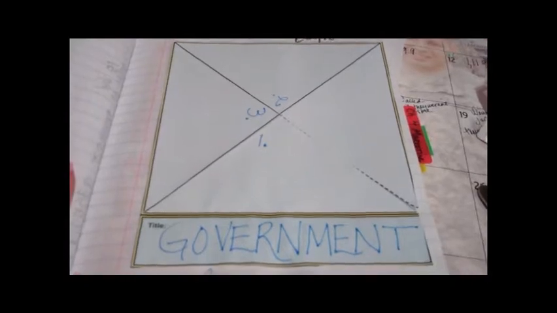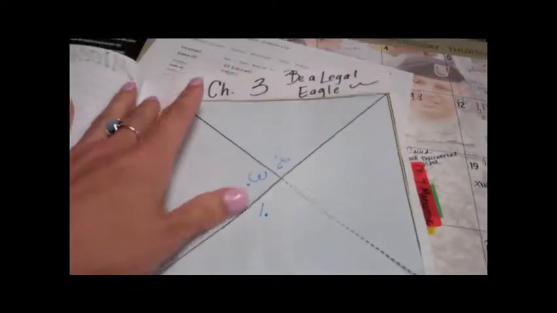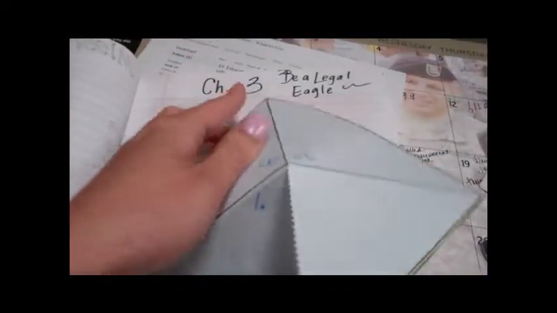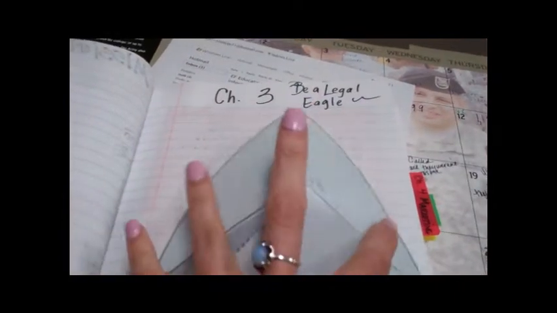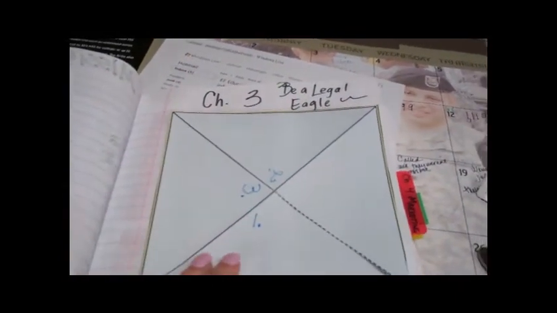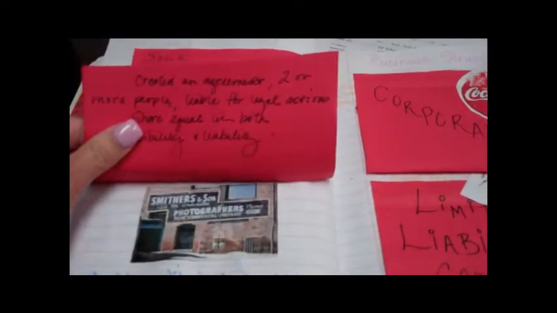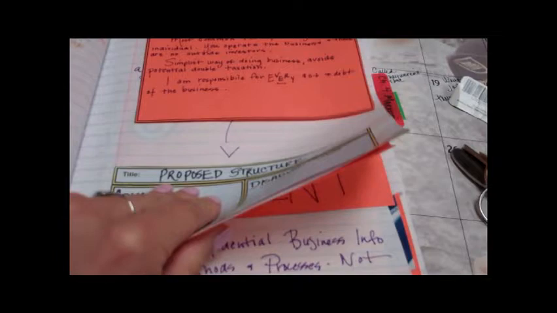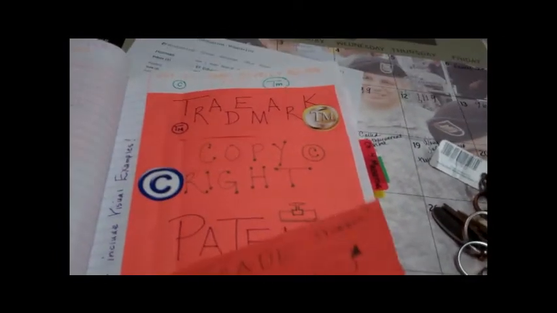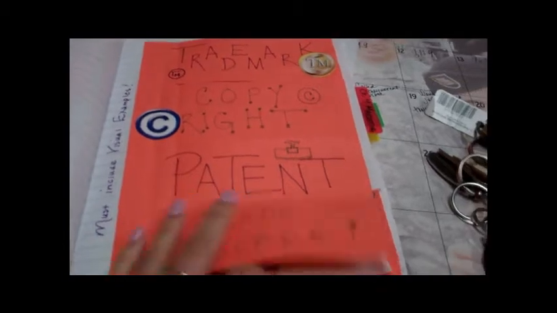Being a legal eagle, this was the next chapter about government and how government affects business, and so this was our pyramid that folded up, and they explained the 3 laws of government for business. Then this was their legal structure. They had to go through what a legal structure was and give an example with a picture, and advantages and disadvantages, and then what trademarks, copyrights, patents, and secret trades were.